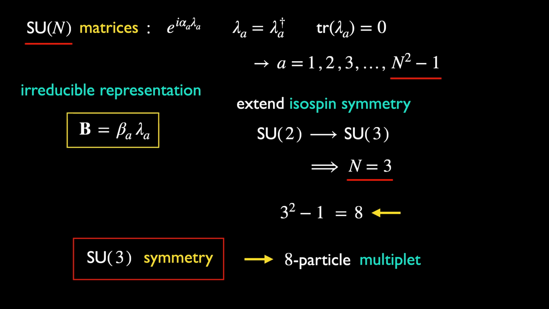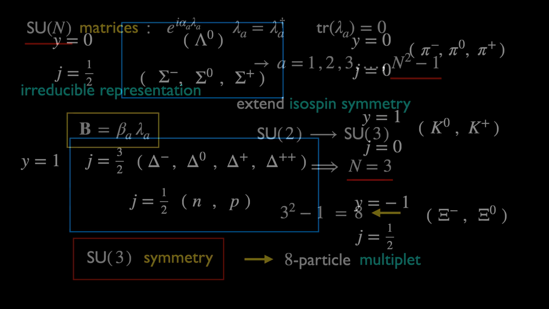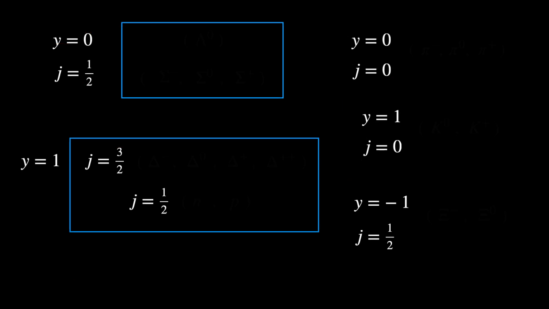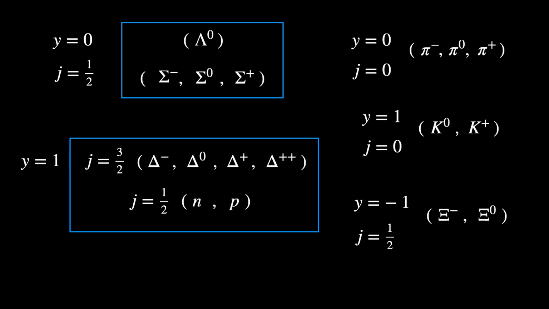Let's look for such a multiplet among our previous examples. Each bracket contains an SU(2) multiplet. Let's look at those with the same spin, for example spin half, such that it is possible for all of them to belong to an SU(3) multiplet, which is a symmetry that is independent of rotations. Notice that we have exactly 8 particles.